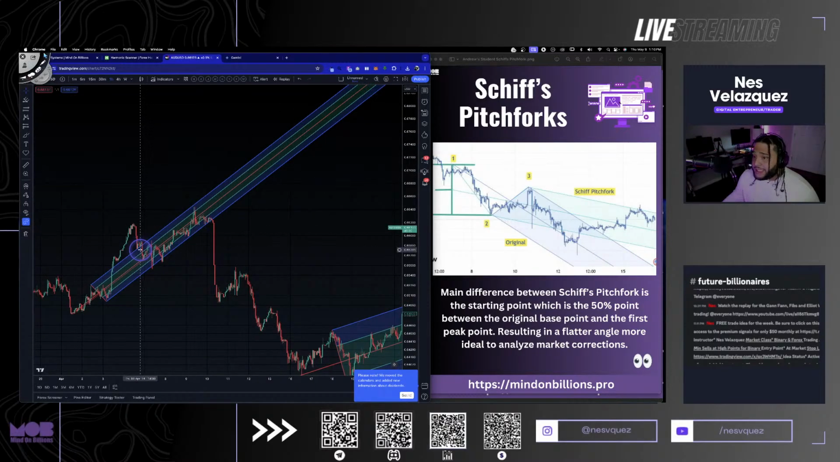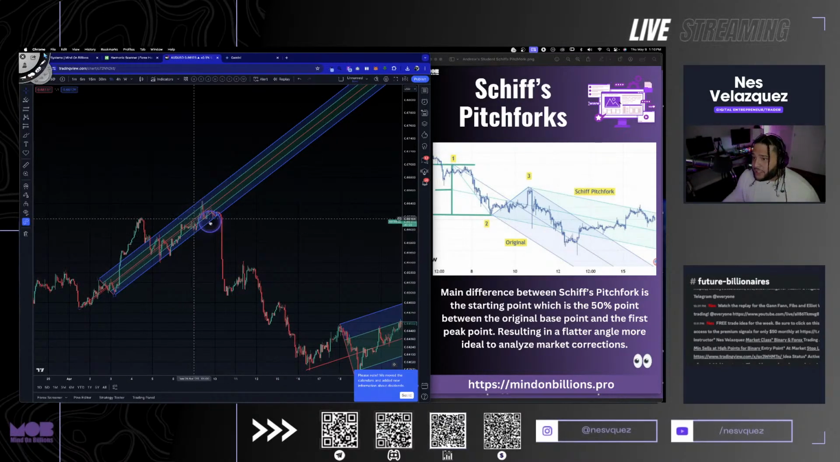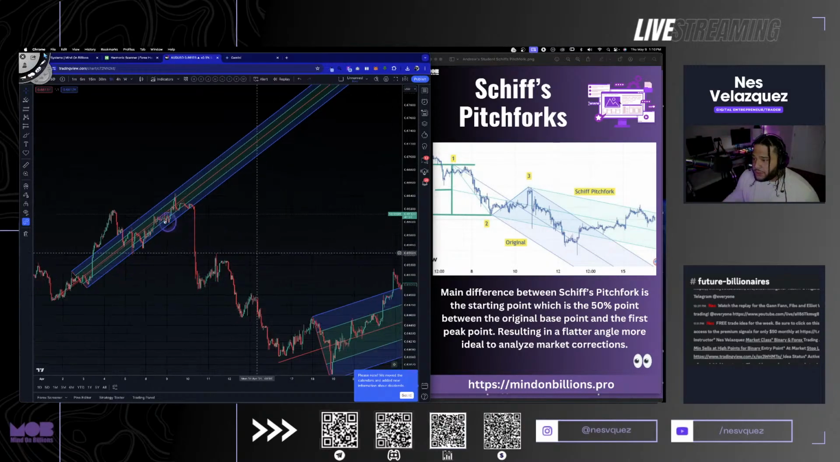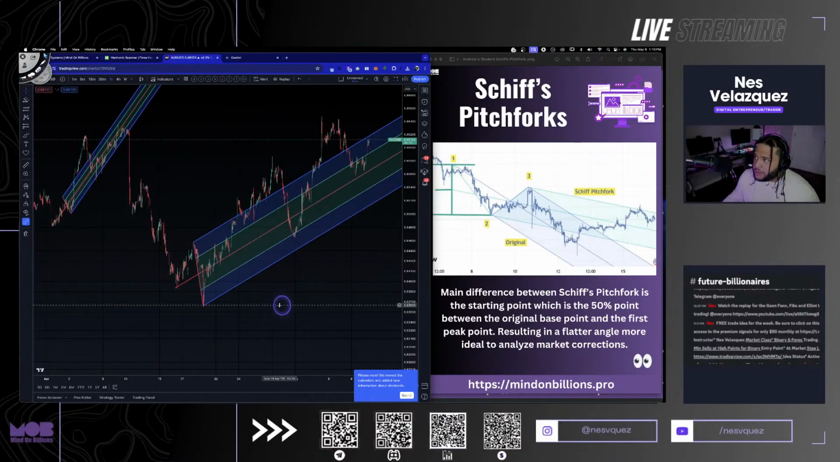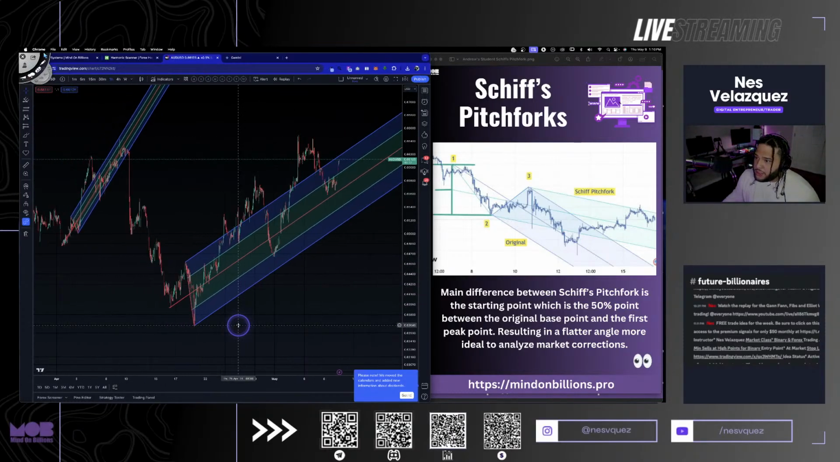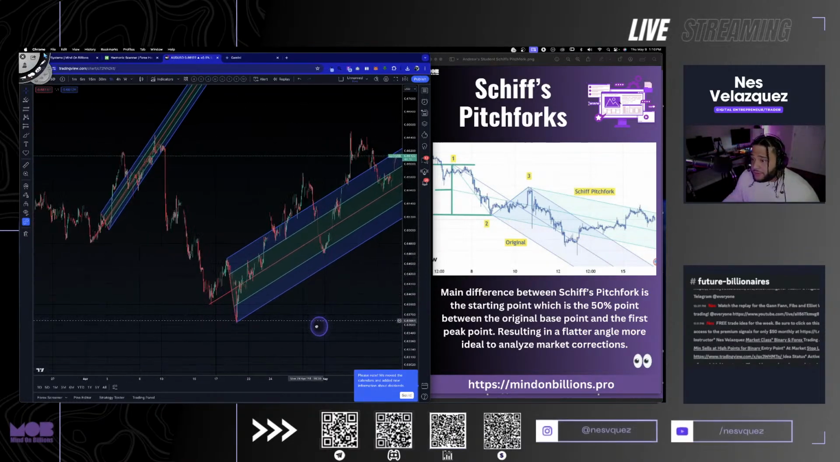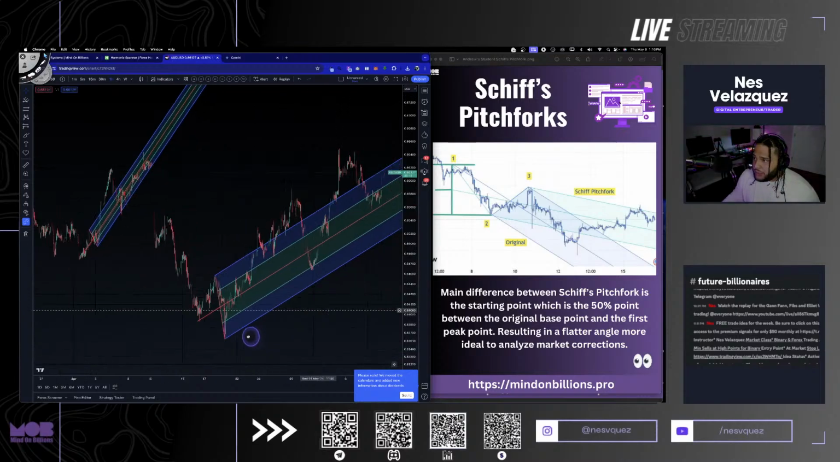This actually detected the breakout to the south much faster. This gives it a little bit more grace. The Andrews pitchfork is a little more lenient, still effective, still very effective. As you can see, this was pretty on point.